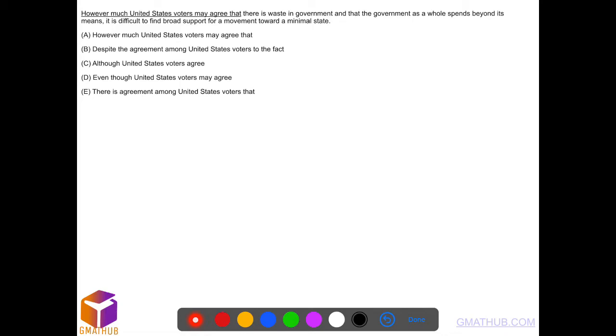Now this is a good question. However much United States voters may agree that there is a waste in government and that, and this is important here, this is called parallelism. And this word "and" is the most frequently used indicator for parallelism. Whatever is used after "and", the same must be used before "and".